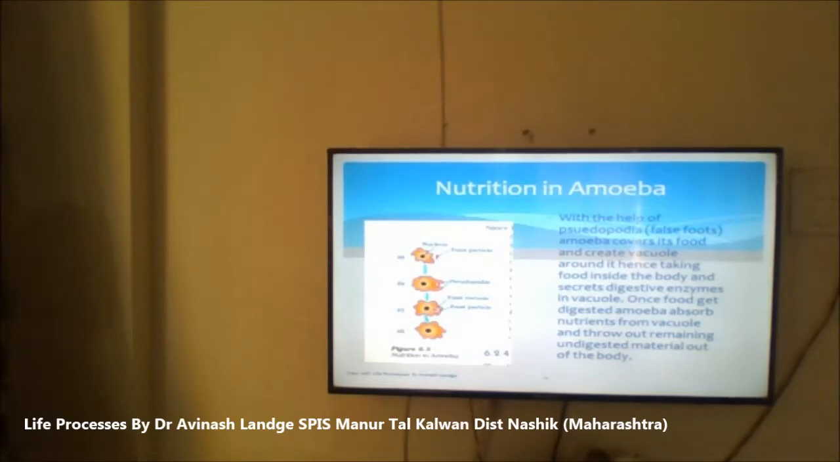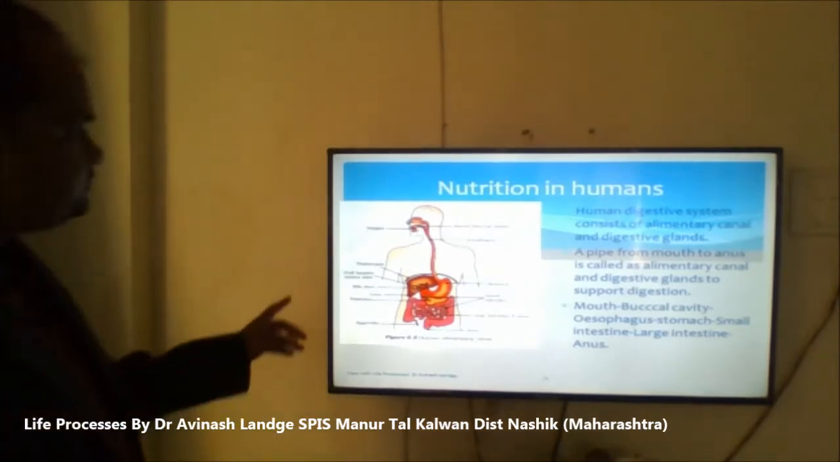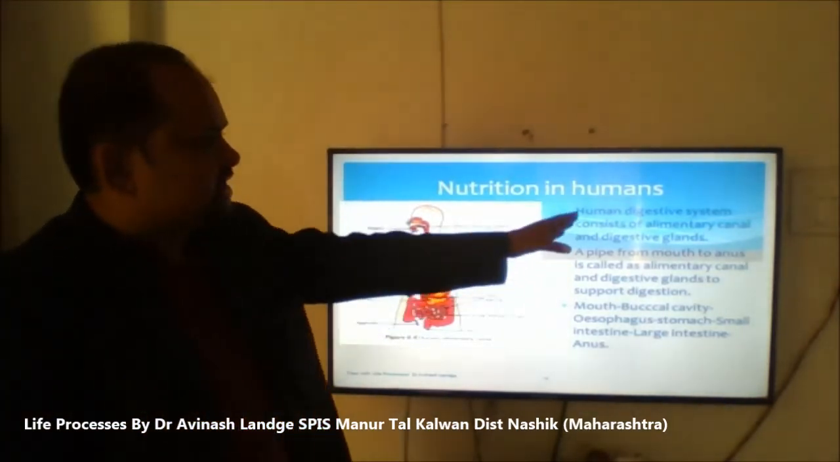So this is a holozoic type of nutrition, which is shown in our book in figure 6.5. You can find out what kind of holozoic nutrition it is. Now let us go to the next topic, that is nutrition in human beings. We have seen what the human digestive system is.